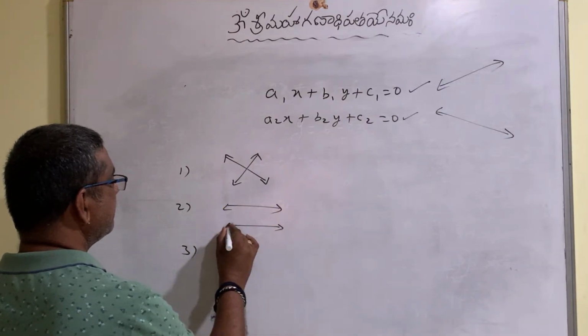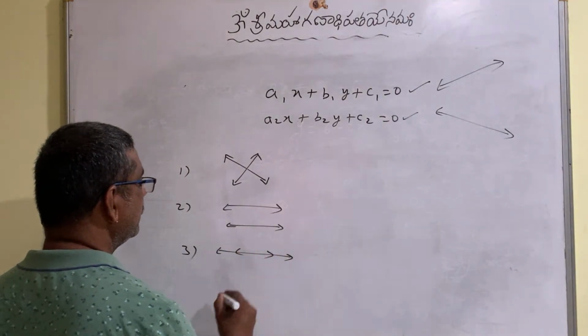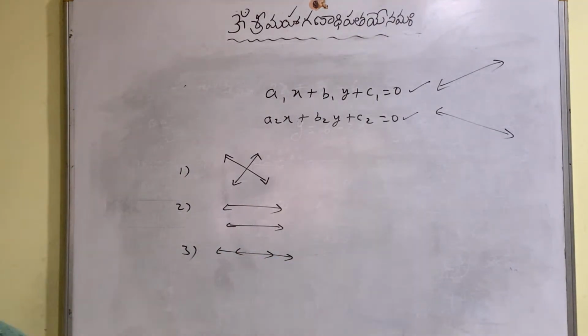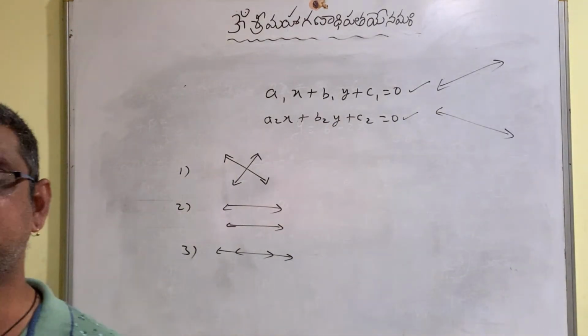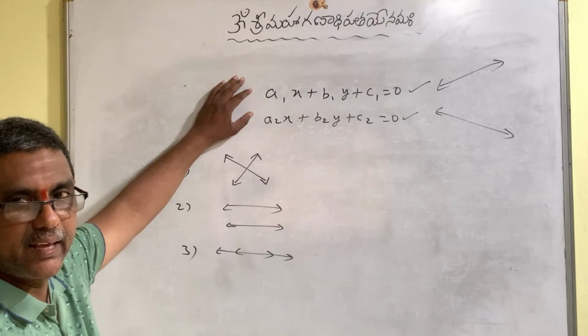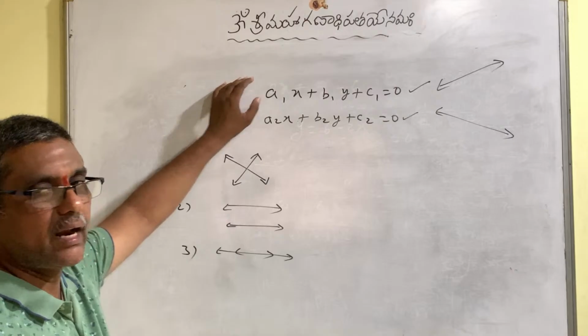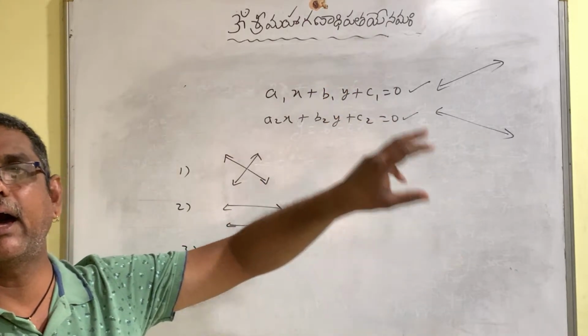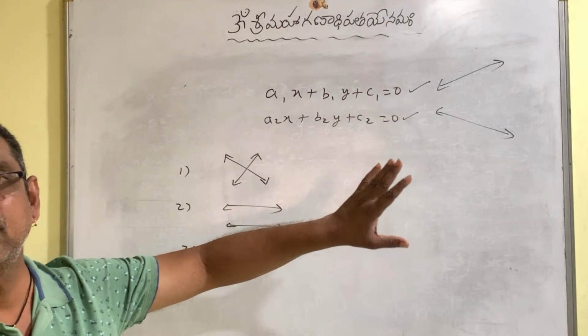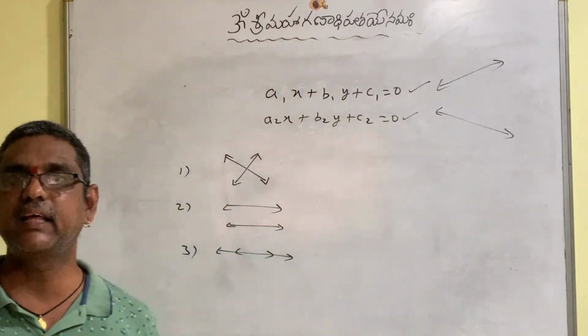Second one, parallel lines. Third one, coincident lines. Intersecting lines, parallel lines, coincident lines. So once again I am saying, when a pair of linear equations in two variables is represented, if the graphs are drawn for this pair, we will get two straight lines in the graph.